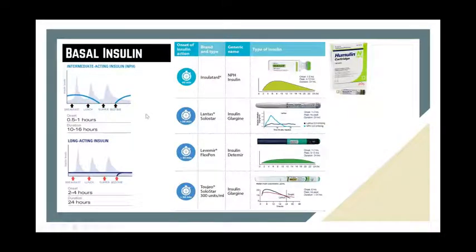The basal insulin can be intermediate acting insulin, which is NPH or neutral protamine hagedorn, and long acting insulin. Insulatard and Humulin N are the basal insulins used in our country. We will advise this patient to take this insulin at their bedtime. The duration of the intermediate insulin can be up to 16 to 24 hours.